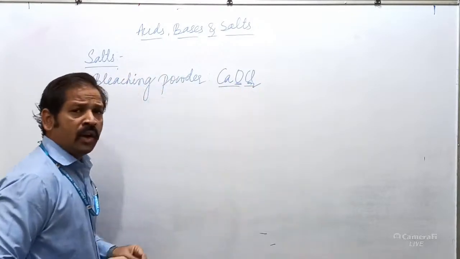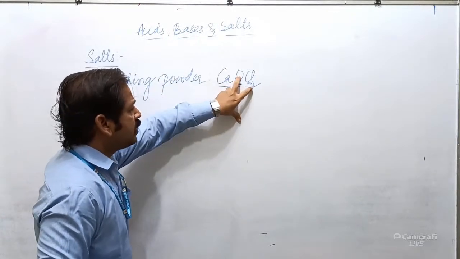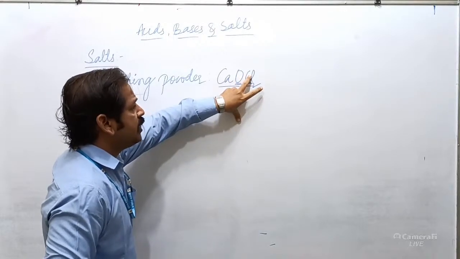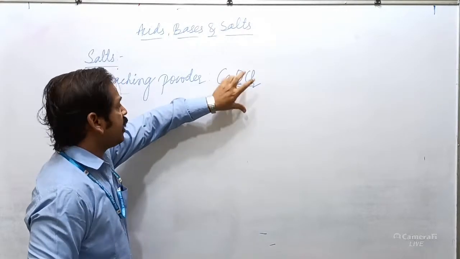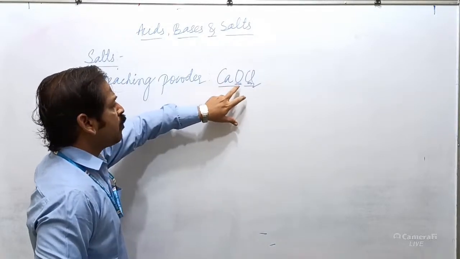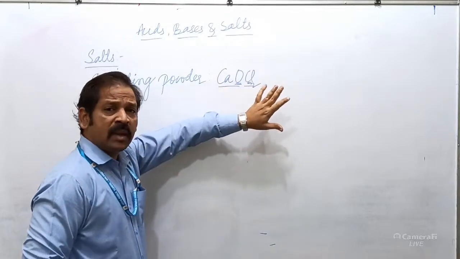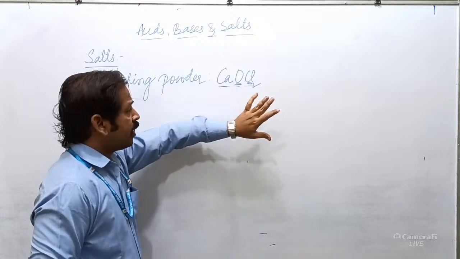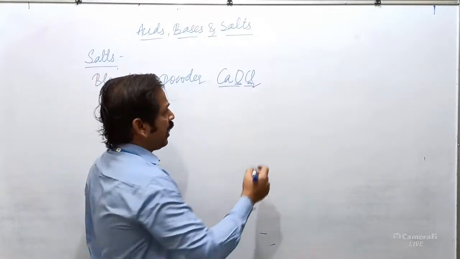This has oxygen and chlorine. These are acidic salts. It is a mixed salt. CaOCl2, its chemical name is calcium oxychloride.